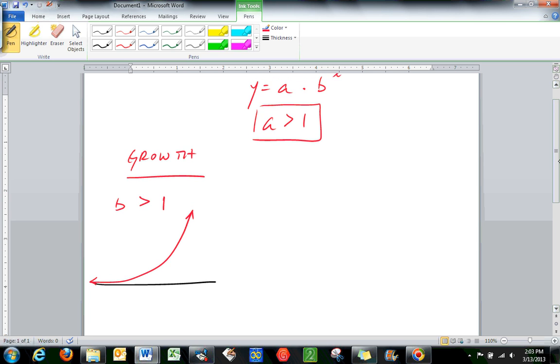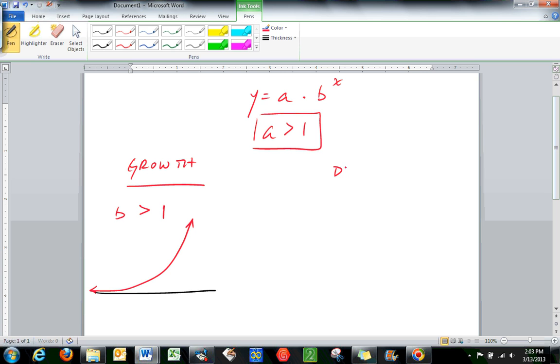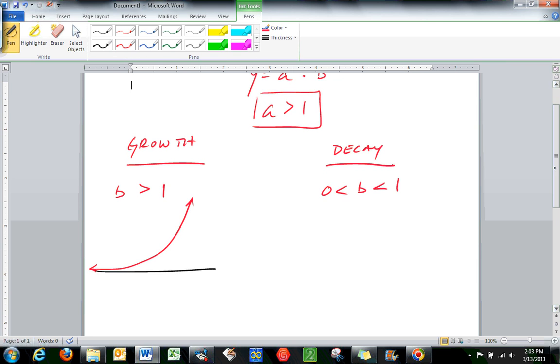Now, if we're looking at an exponential decay function, the b is going to be between 0 and 1. And again, the asymptote is going to be treated exactly the same way. It's going to be treated as a barrier that the graph cannot go beneath. But this time, it's going to be a graph that declines toward the asymptote in a curved manner. So you can see the difference there.